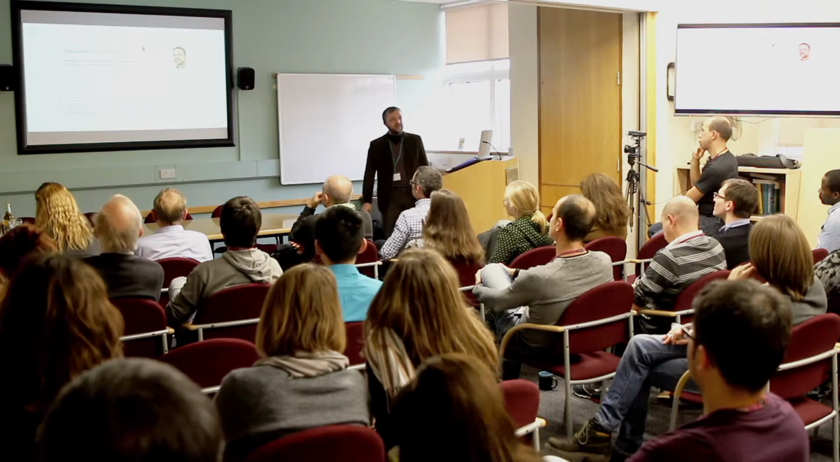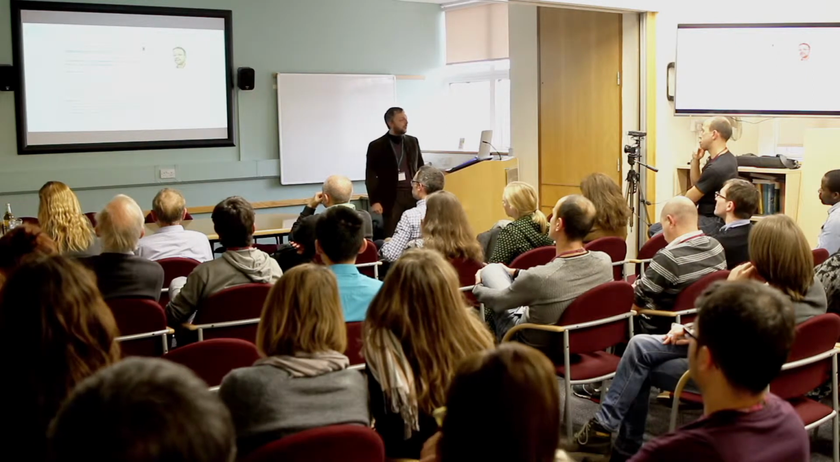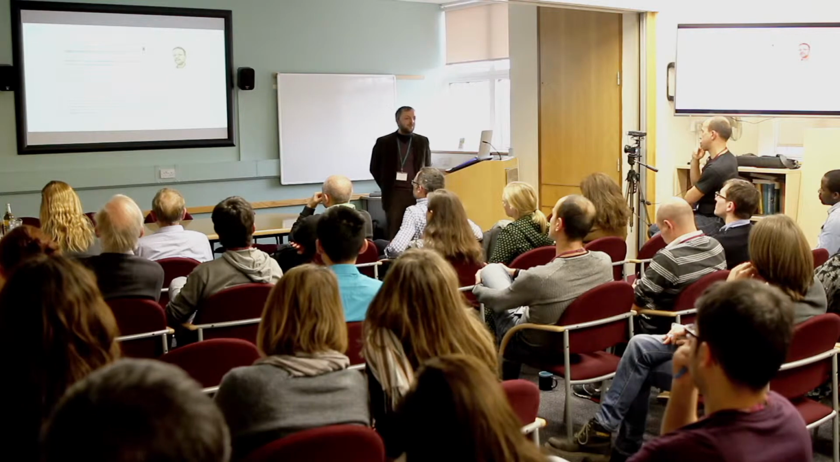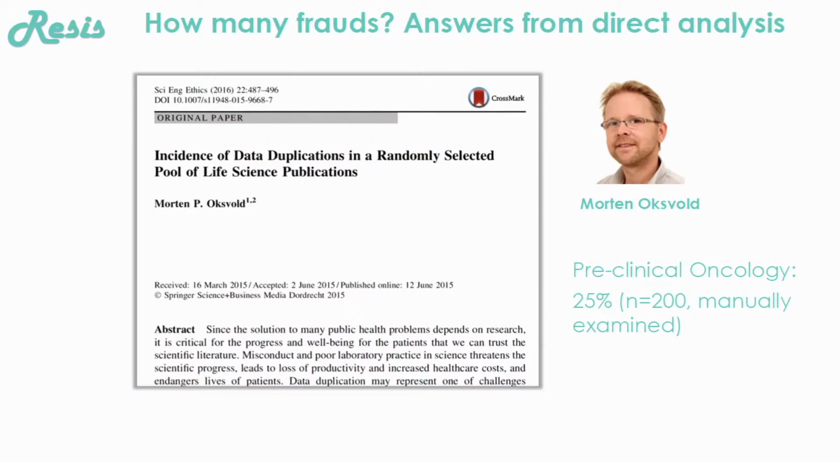So how many fraud cases involving image manipulation do you have? People started checking for this. This is an analysis by Morten Oxvold. He examined roughly 200 papers in basic oncology by hand, by checking images one by one, and he discovered around 1/4 of papers to contain different sorts of manipulation in images. Some were very serious, some were tiny, but anyway they were considered misconduct.